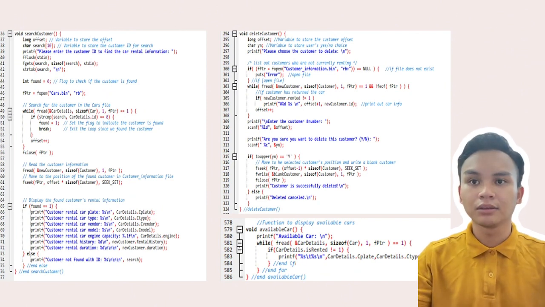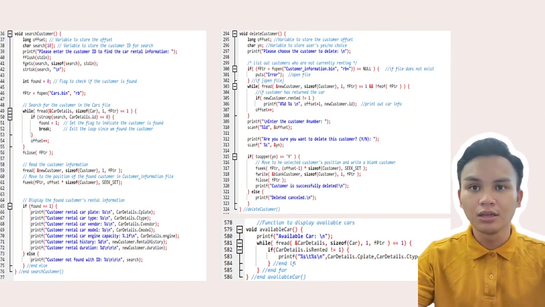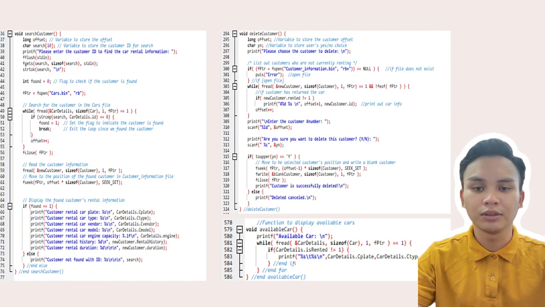Okay. Delete customer function. First, in read and write mode, the customer information bin file is opened. Second, to read every customer record from the file, a loop is used. The client number and ID are printed if the customer has returned the vehicles. And then for user input deletion, ask the user to enter the customer number that they wish to remove.